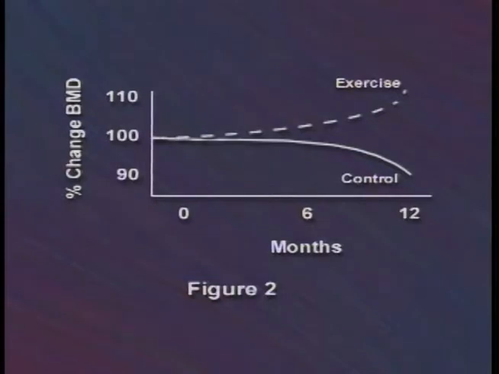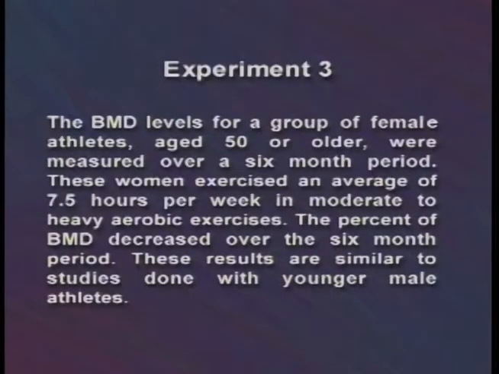Experiment 3. The BMD levels for a group of female athletes aged 50 or older were measured over a 6-month period. These women exercised an average of 7.5 hours per week in moderate to heavy aerobic exercises. The percent of BMD decreased over the 6-month period. These results are similar to studies done with younger male athletes.